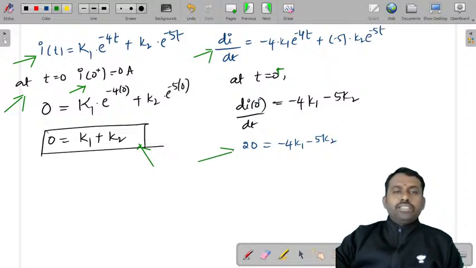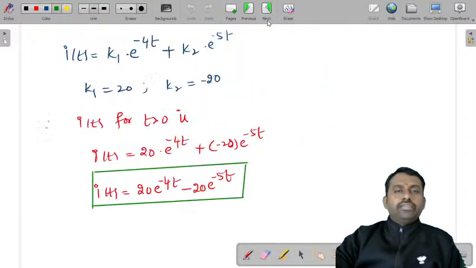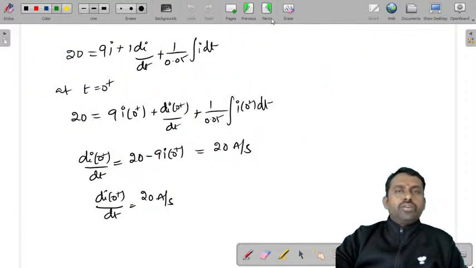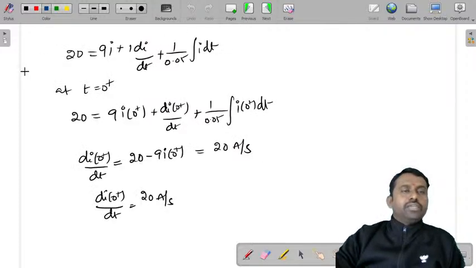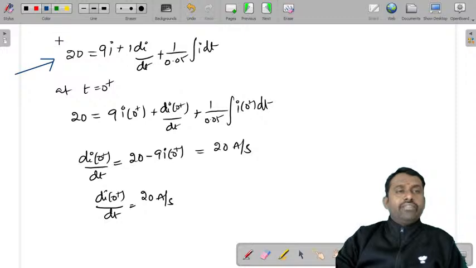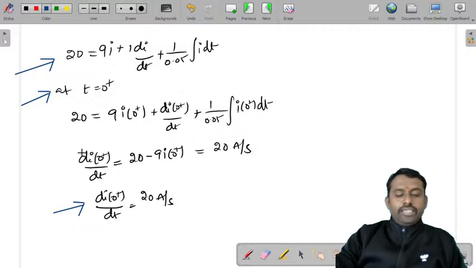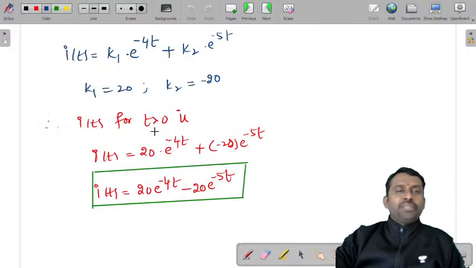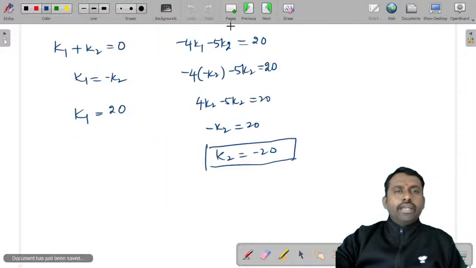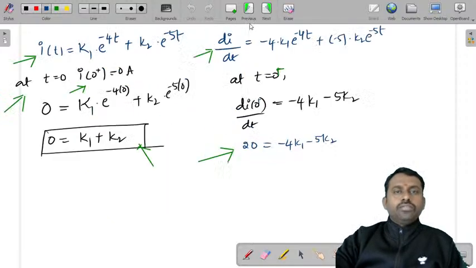So you got two equations, and then you need to find the k1 and k2 values. In order to find that, we will consider the same equation that we got while applying KVL. At t = 0 we'll try to find di(0+)/dt. This we have already learned in the initial conditions topic. So we'll get di(0+)/dt. Once we get di(0+)/dt, substitute it here, you'll get 20 = -4k1 - 5k2.